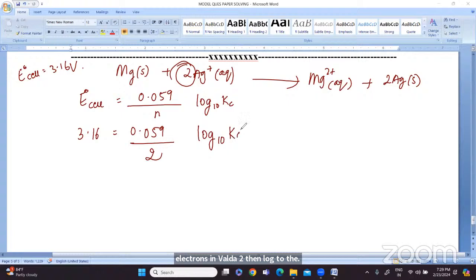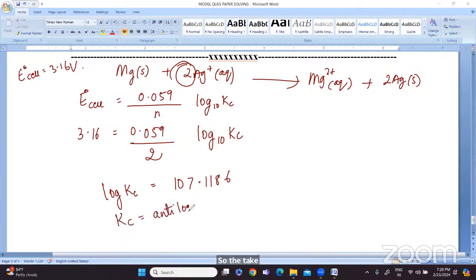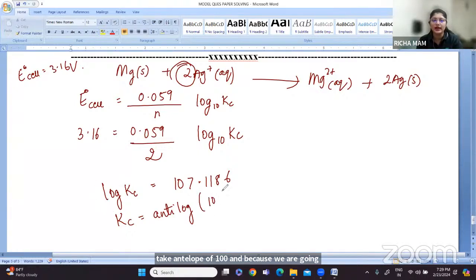So log to the base 10 of Kc is equal to, when you substitute this, divide this and then transfer here, you will get 107.1186. So we take the anti-log. Because we are removing the log, we have to introduce the anti-log.